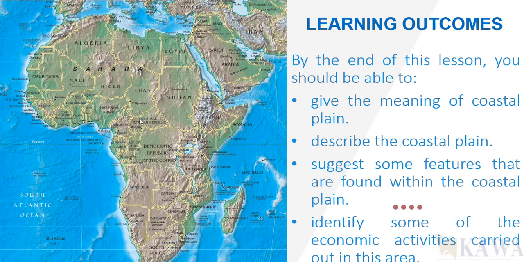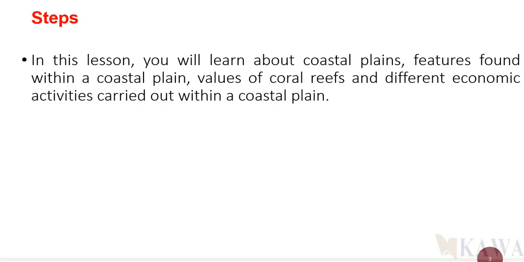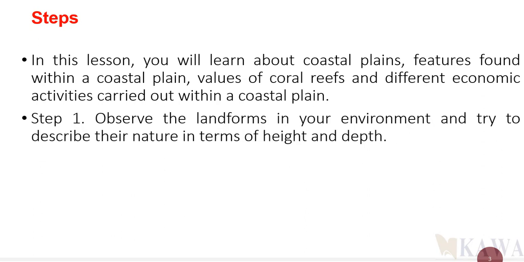So we are going to look at the different features which lie around the coast of Africa, and they are of different types, formed as a result of submergence and emergence of the sea, or deposition and erosion. So in this lesson, you learn about the coastal plains, the features found within the coastal plain, the value of coral reefs, and the different economic activities which are carried out within the coastal plain.